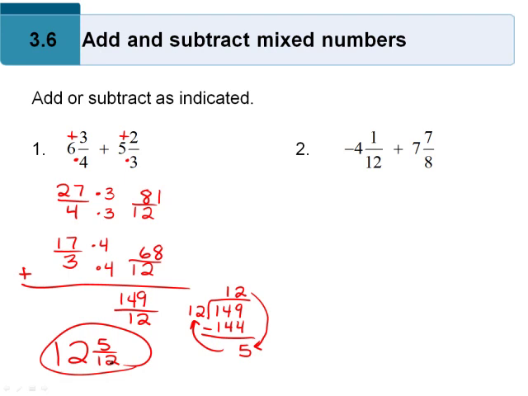All right, let's look at number 2. Here we have negative 4 1/12 plus 7 7/8. So we're going to multiply and add, multiply and add.